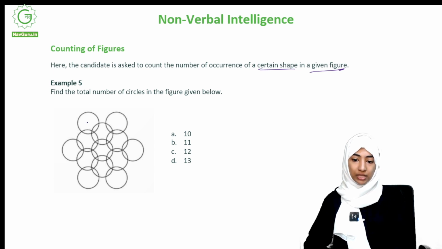So either you can do this, or you can give the numbers. You can do 1, 2, 3, 4, 5, 6, 7, 8, 9, 10, 11, 12, 13. So there are 13 circles.